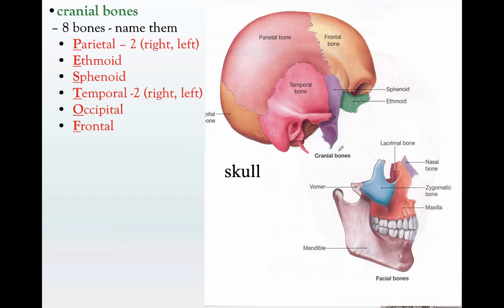And again, we're going to go over these in lab and give you a chance to really study them and explore them. Then down below, we have the facial bones. And so there are 14 of those guys, and you need to be able to name all of those as well. We've already done a few of them.